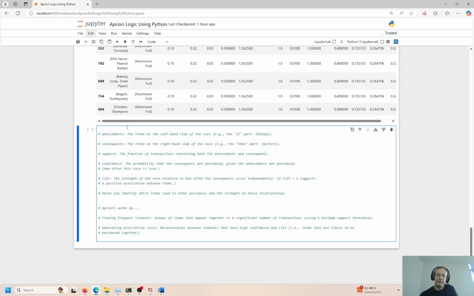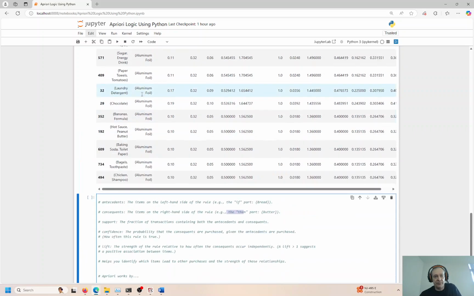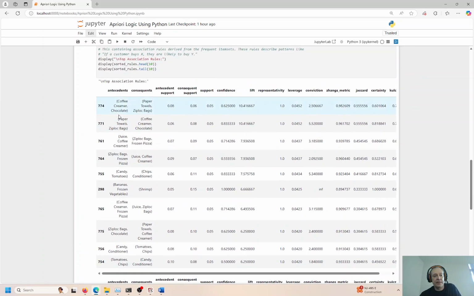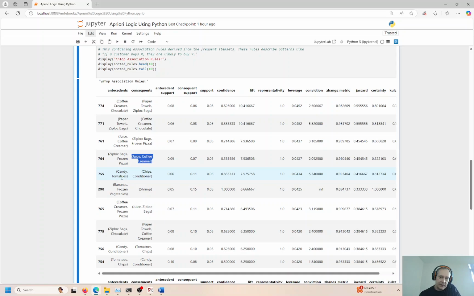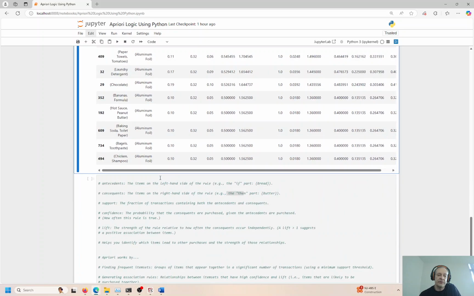So the antecedent is basically items on the left-hand side of the rule. This is the if part, and then this is the then part. So if this happens, this is the antecedent, then this will happen. Okay, this is the consequence. This is the antecedent. Candy and tomatoes are bought together, and chips and conditioner are bought together. So this is the if, and this is the then.